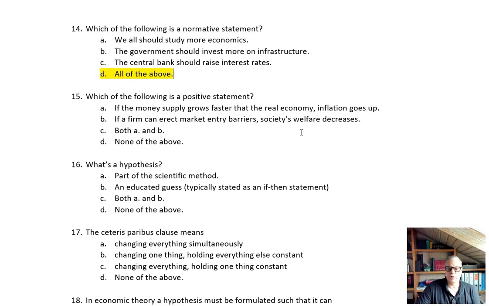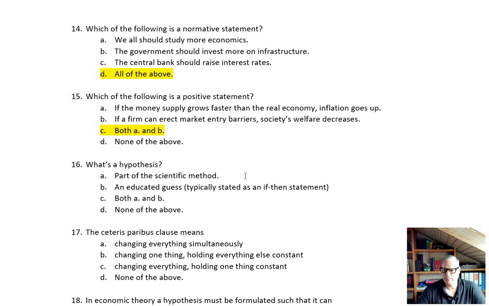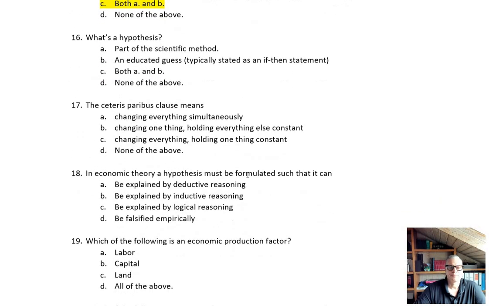So 15, which of the following is a positive statement? A, if the money supply grows faster than the real economy, inflation goes up. Yeah, that's true. B, if a firm can erect market entry barriers, society's welfare decreases. Yeah, that's also true. So both A and B are correct. So those are positive statements, because I'm not saying this is good or bad, I'm just saying that's the way it is.